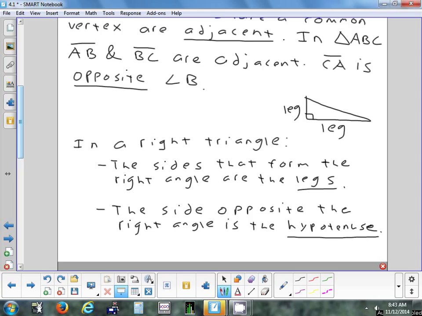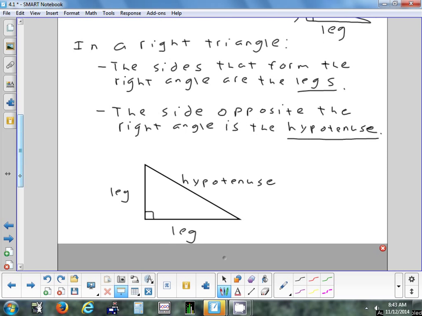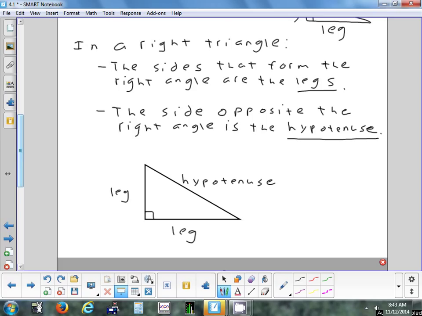So for example, in an equilateral triangle, there's no hypotenuse. So if someone asks you, what's the hypotenuse in an equilateral triangle? There is none. In general, the definition is a hypotenuse is the side across from the 90-degree angle, or the right angle.